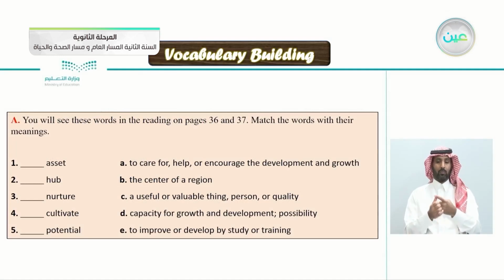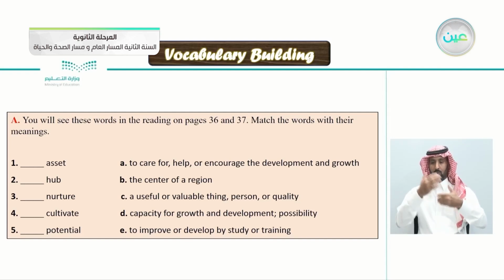The first one is asset. What does asset mean? Which definition here means asset? Is it A, to care for, help, or encourage the development and growth? B, the center of a region. C, a useful or valuable thing, person, or quality. D, capacity for growth and development, possibility. Or E, to improve or develop by study or training.